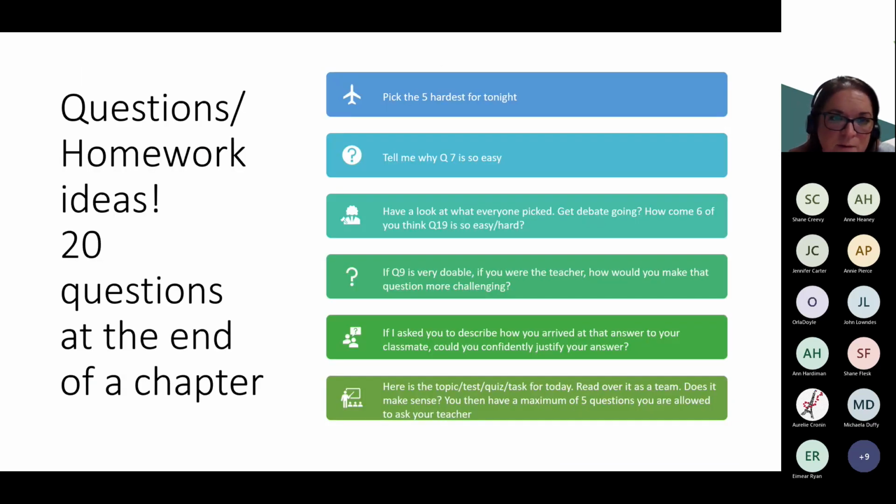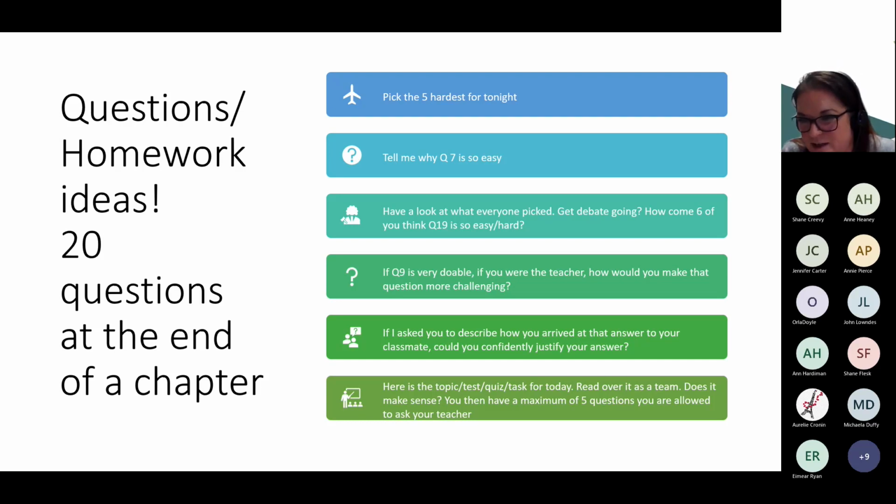All right, so how might we apply this approach to the use of questions in class and for homework tasks? Some quick examples. Say normally you'd have 20 questions at the end of a chapter. If you say to the students, pick the 5 hardest questions for you tonight, the chances are a lot of students might pick different questions. So they are automatically picking the questions that they need to improve on and work on, rather than every student in the class having to do the same 20 questions.